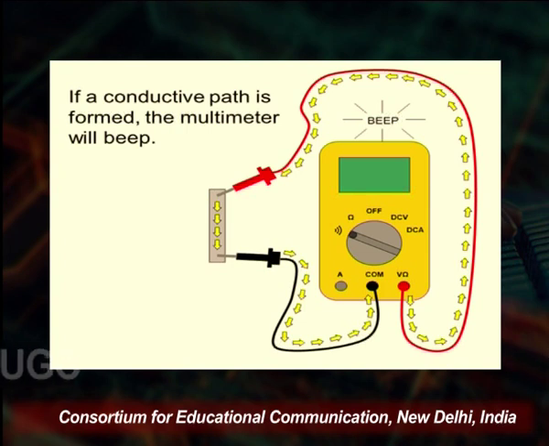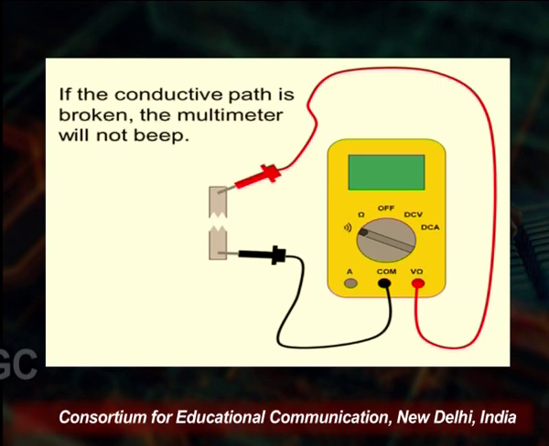The easiest way to test this function with the multimeter is to check with a piece of conductive material, such as most metals, and a piece of non-conducting material like wood or plastic. As you see here in the diagram, if a conductive path is formed, the multimeter will beep, otherwise there will be no beep. In this way it is connected across the two connectors, and we can measure.